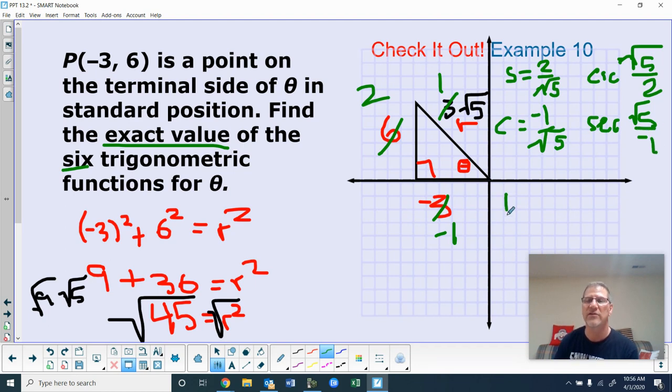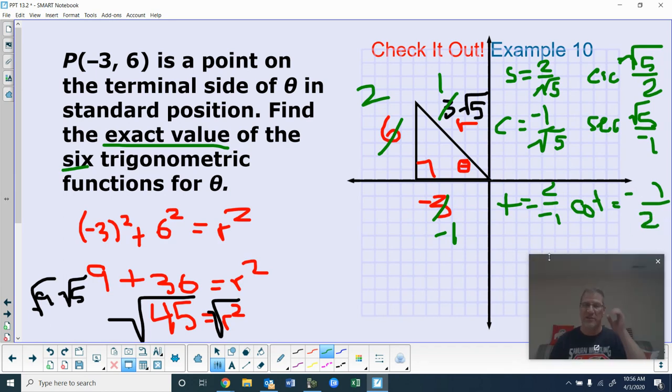And then tangent would be opposite 2 over adjacent negative 1, or y over x. So 2 over negative 1. And the cotangent, COT, would be the reciprocal of that, negative 1 over 2. So there's our 6 answers. Again, rationalize your denominators there, simplify to lowest terms all the time. So that's how you do those.